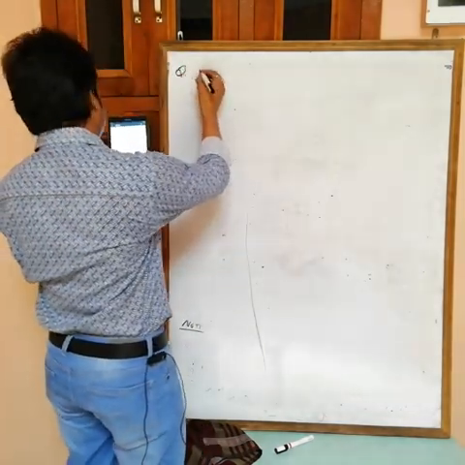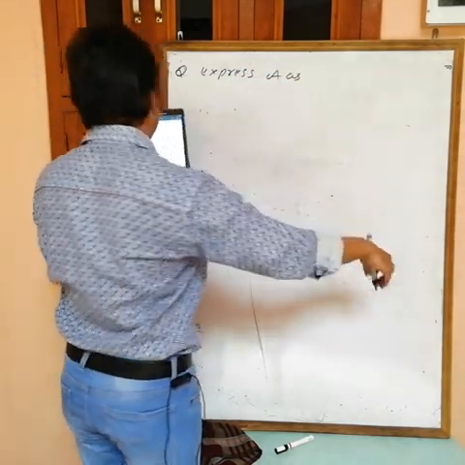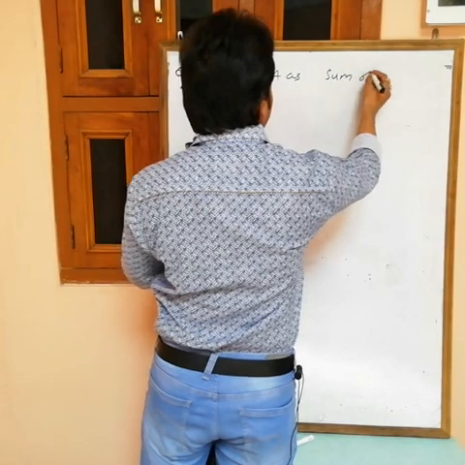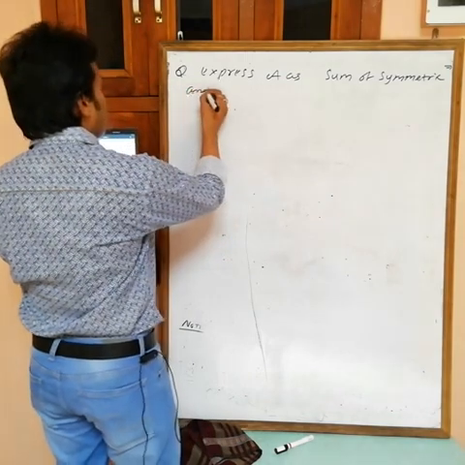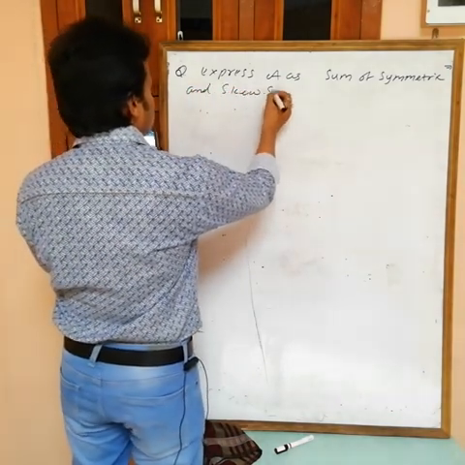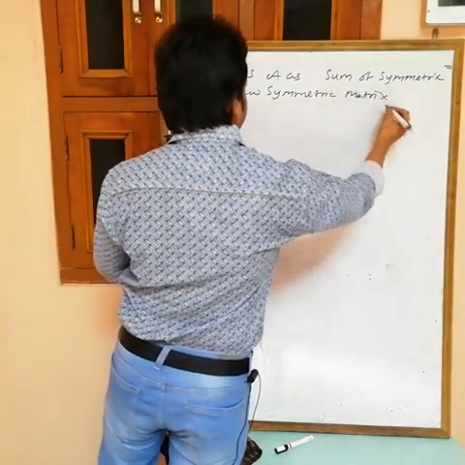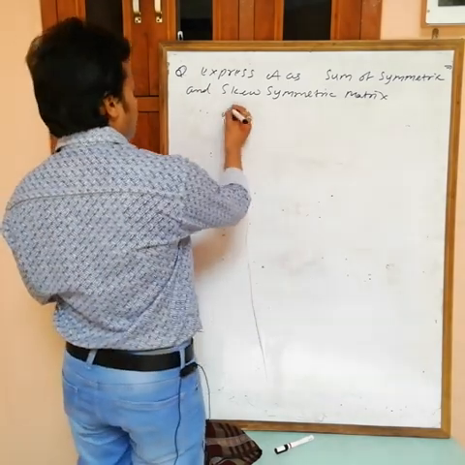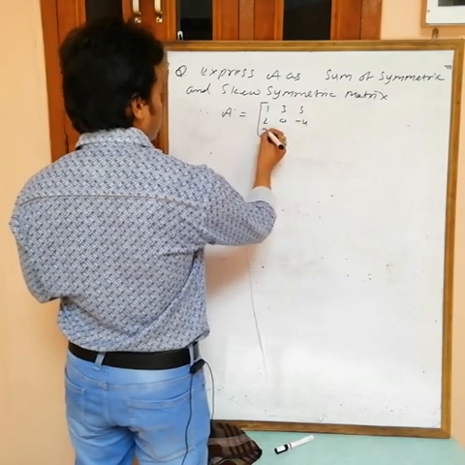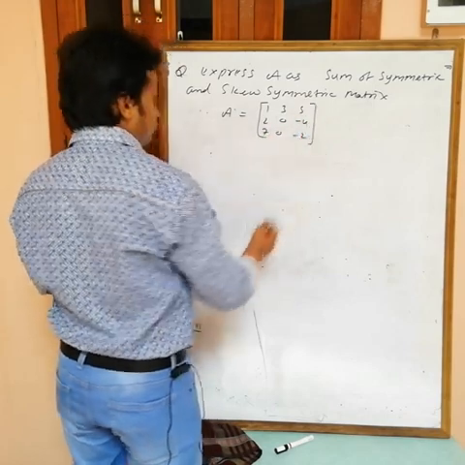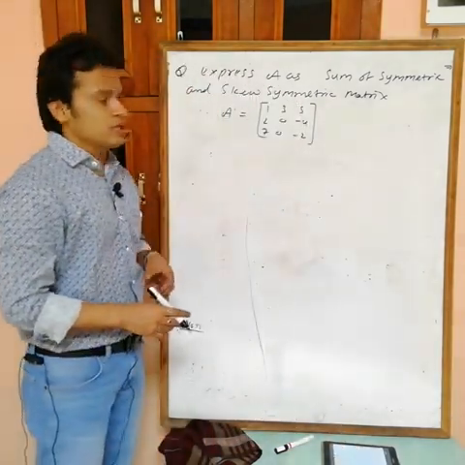Right, next: express A as a sum of symmetric and skew symmetric matrix, where A is given. Express A as a sum of symmetric and skew symmetric matrix.